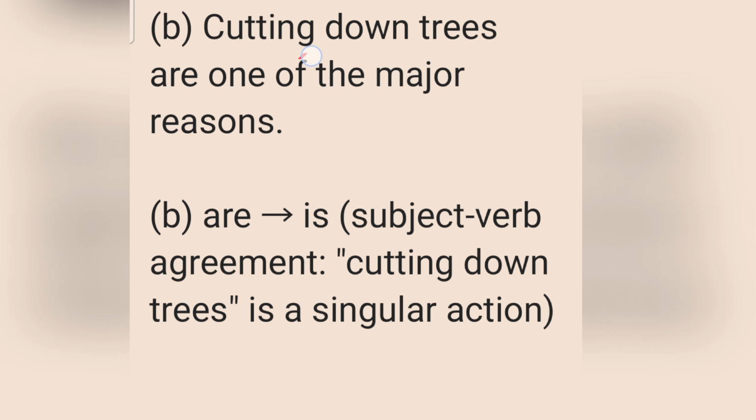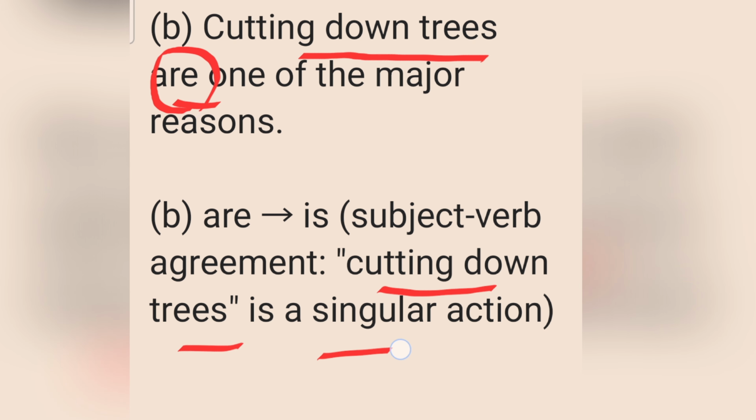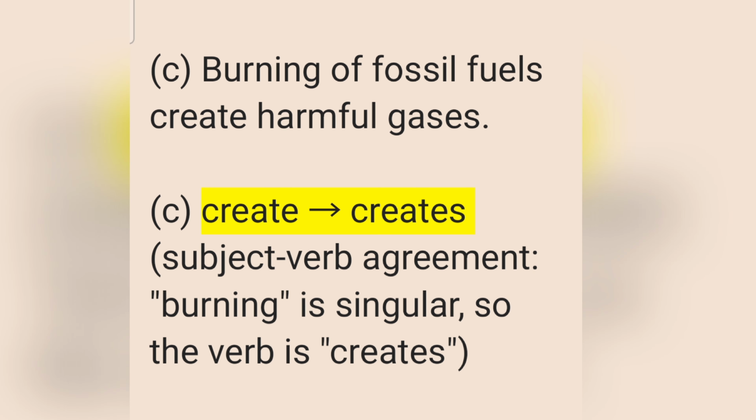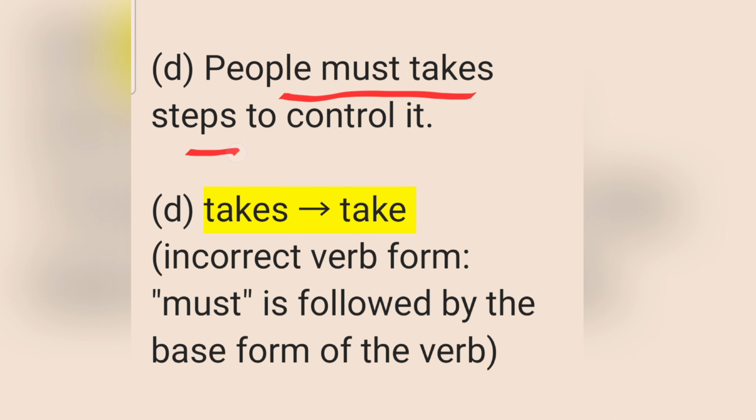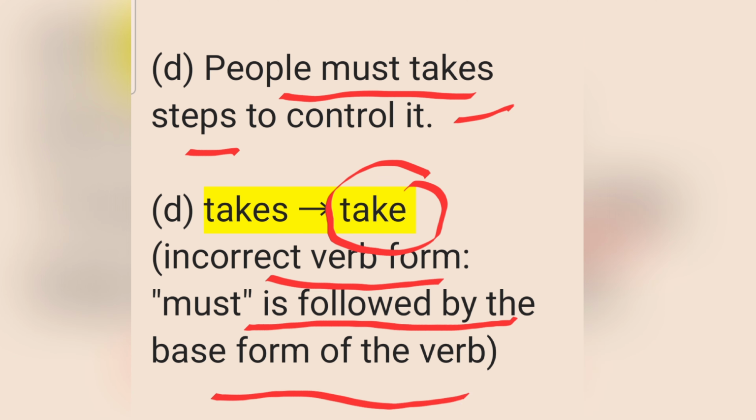Now in sentence B, cutting down trees are. So the mistake is here. It will be is. Why? Because cutting down trees is a singular action. Let's see in sentence C, burning of fossil fuel create. So here the mistake is it will become creates because burning is singular. So the verb is creates. People must take steps. So it will become take, not takes. Because of the incorrect verb form, must is followed by the base form of the verb. So whenever we see modals, it will always take V1.